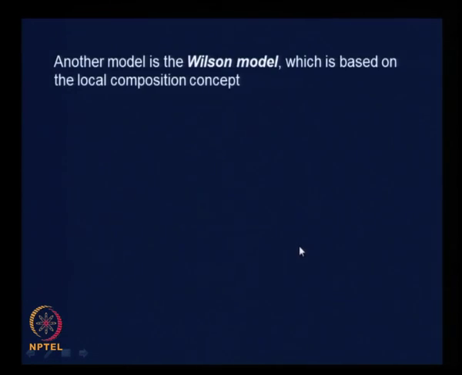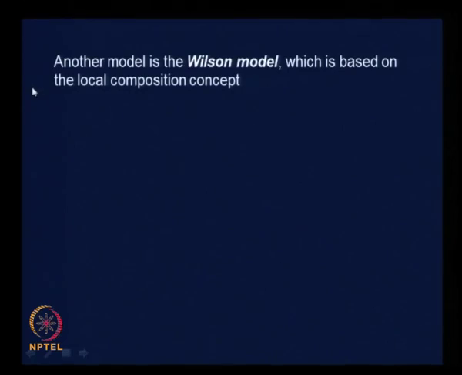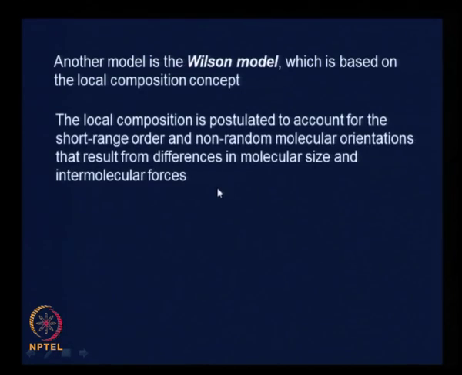and then we started considering the Wilson model. Apart from the others which had some sort of an intuitive basis, the Wilson model was based on a theoretical concept, a local composition concept. The local composition concept, just for information, we are not going to look closer at in this particular course; it is outside the scope of the course. The local composition is postulated to account for the short range order and non-random molecular orientations that result from differences in molecular size and the intermolecular forces.